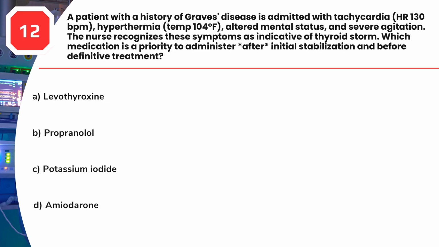Question 12. A patient with a history of Graves' disease is admitted with tachycardia, HR 130 bpm, hyperthermia, temp 104 degrees Fahrenheit, altered mental status, and severe agitation. The nurse recognizes these symptoms as indicative of thyroid storm. Which medication is a priority to administer after initial stabilization and before definitive treatment?